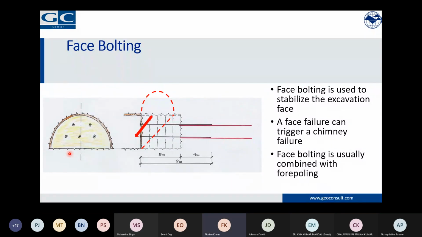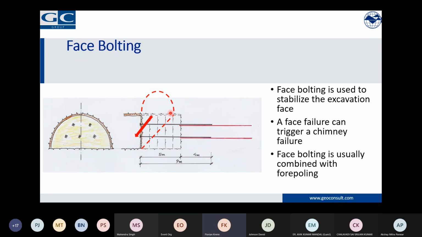Next thing, again for the stability, is the face bolting. It means that we are putting horizontal or more or less horizontal rock bolts into our excavation face and basically create a triaxial stress state in the face.